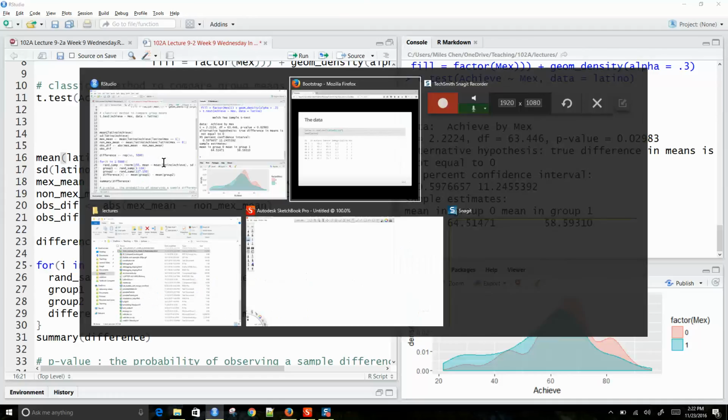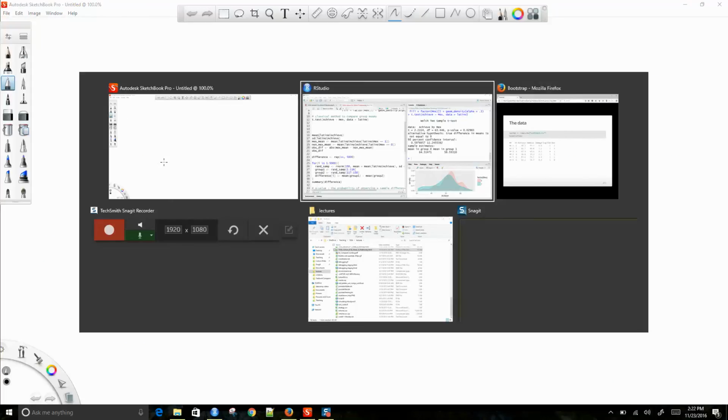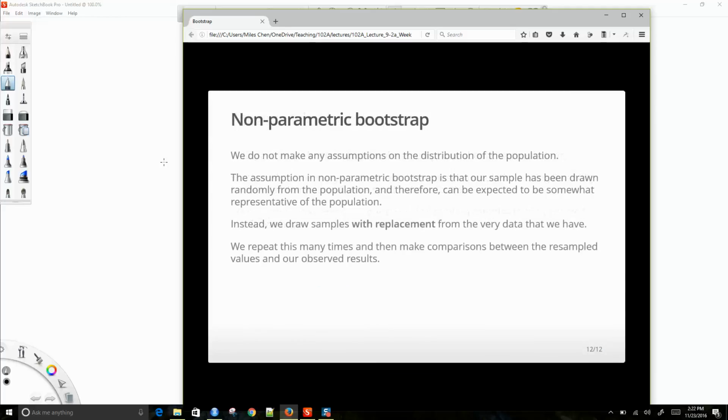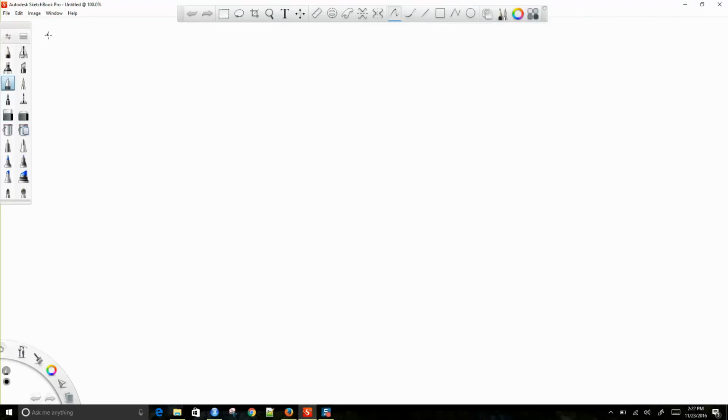Okay, and so let me talk about bootstrapping. Let me talk about parametric bootstrap. With parametric bootstrap, we're going to test out the null hypothesis, right? In our scenario, with parametric bootstrap, our null hypothesis is that the mean of group 1 is equal to the mean of group 2, right? So we'll just arbitrarily say group 1 will be those people coming from Mexico, and group 2 will be those not from Mexico.